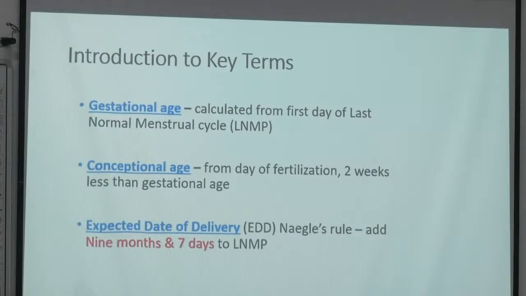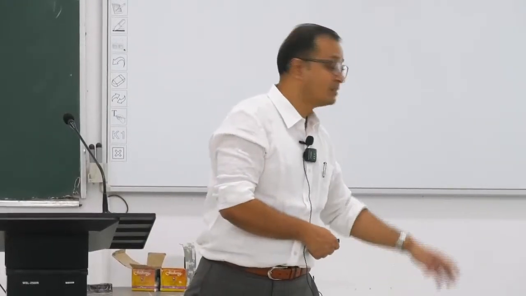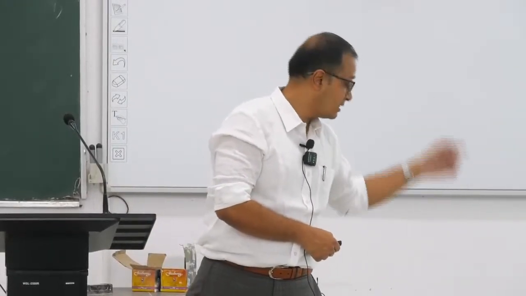The other is the expected date of delivery. We have to count the date when this fetus is going to come out. We call it EDD, expected date of delivery, which is counted from the last menstrual period, adding 9 months and 7 days to it. So this is how we calculate the days of gestation, days of conception, and this EDD.